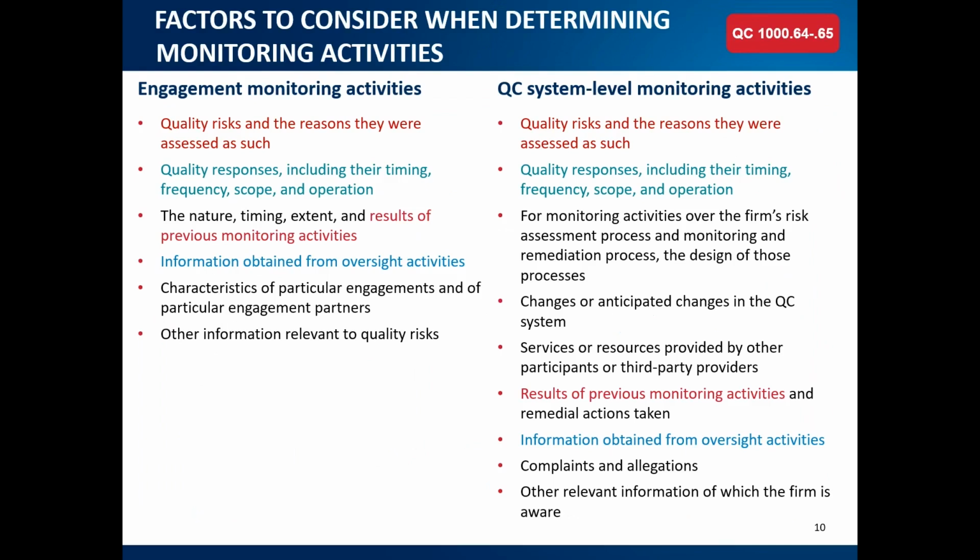And similar to engagement monitoring activities, QC 1000 includes factors in paragraph 65 that a firm is required to consider when determining the nature, timing, and extent of its QC system level monitoring activities. Due to their nature, some of the factors are similar between the two activities. So for both types of monitoring activities, the firm should consider quality risks and the reasons they were assessed as such, quality responses, including their timing, frequency, scope, and operation, the results of previous monitoring activities, and information obtained from oversight activities by regulators, other external inspections or reviews, and if applicable, monitoring activities performed by a network.